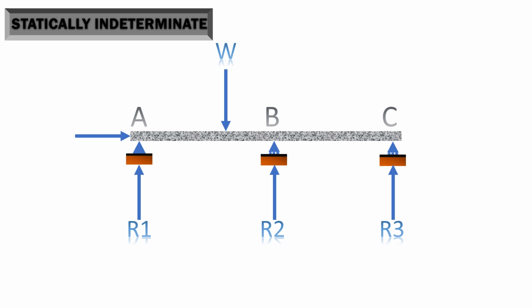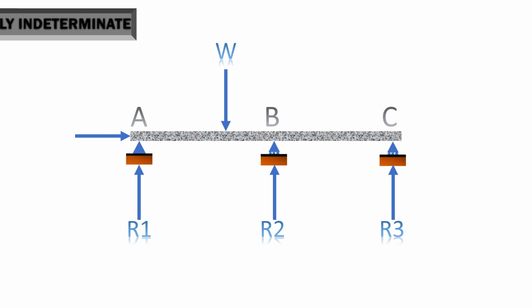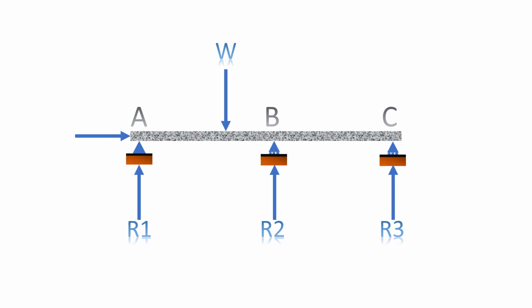Statically indeterminate beams are those for which the number of unknown reactions and internal forces exceeds the number of equilibrium equations. In these cases, additional analysis methods are required to determine the internal forces and reactions accurately. Examples of statically indeterminate beams include continuous beams with more supports than needed for equilibrium, beams with redundant supports, and beams with multiple loads and constraints.